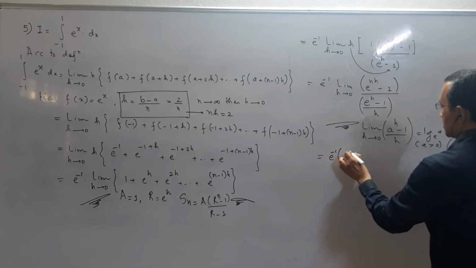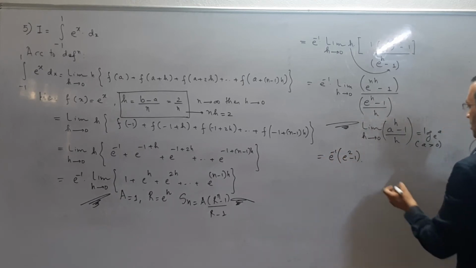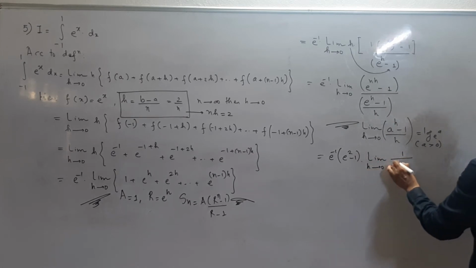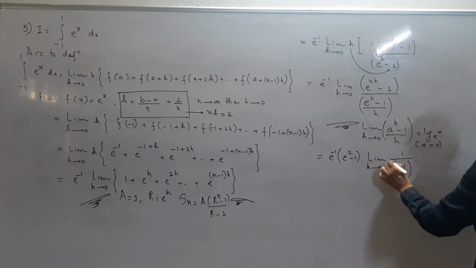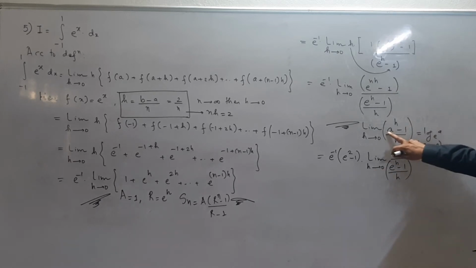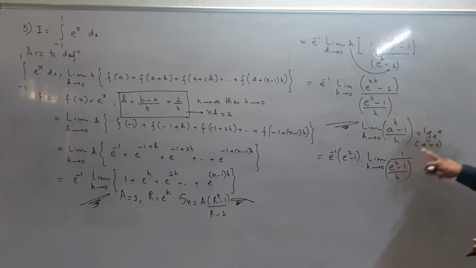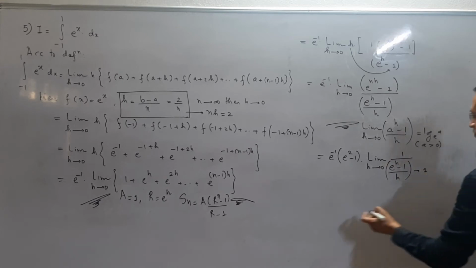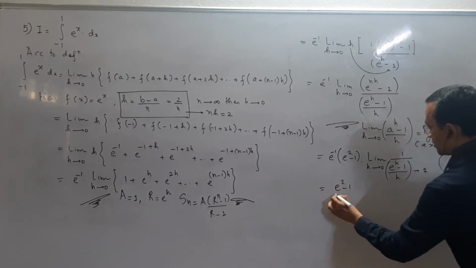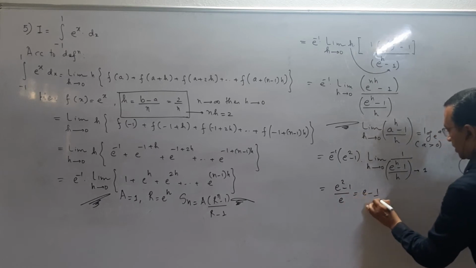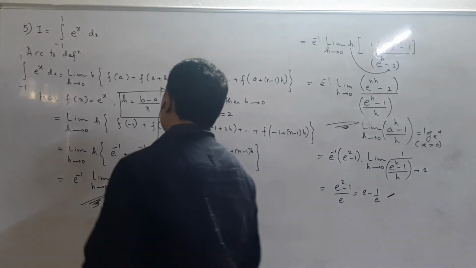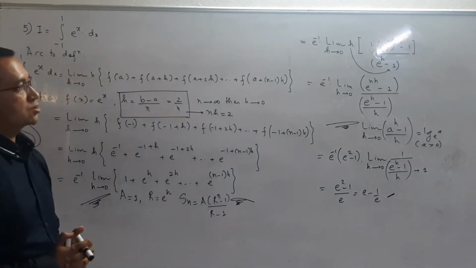So e inverse into e square minus 1 into limit h tends to 0, e raised to h minus 1 upon h. Now here a raised to h minus 1 upon h, answer is log a. Our a is e, so log e base e is 1. So this limit will be 1. 1 by 1 is 1. So the final answer is e square minus 1 upon e. So this is our final answer, students.